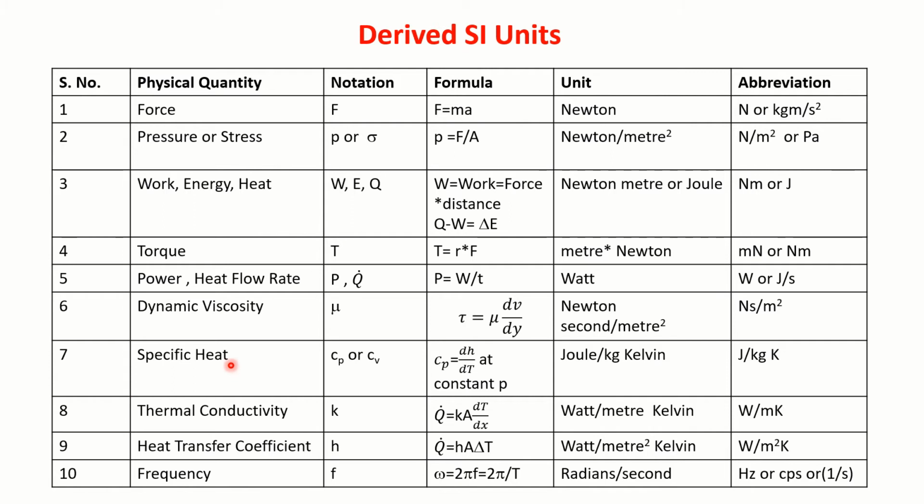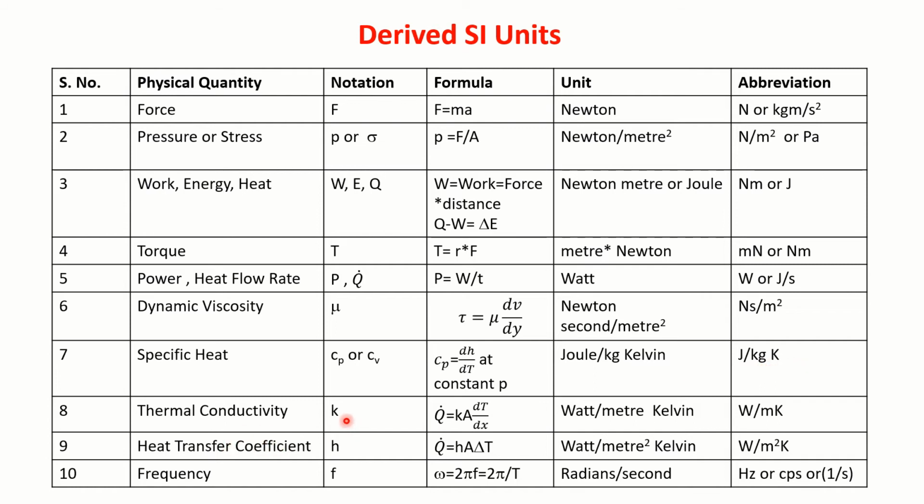Specific heat is represented by Cp or Cv. Cp is defined as the rate of change of enthalpy with temperature, that is dH by dT. Here, this is temperature, this is enthalpy. So the unit of Cp will be joule per kg Kelvin, J by kg K, substituting for these quantities.